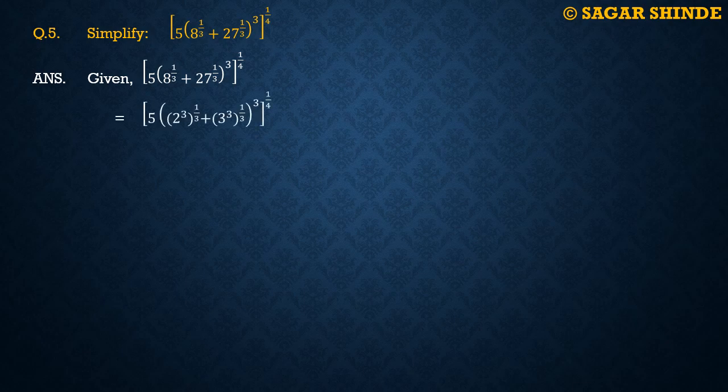8 raised to 1 upon 3 we have. The denominator of the power is 3, so we have to find a number which can be written as cube of some number. So 8 has been written as 2 cube, so 2 cube raised to 1 upon 3.